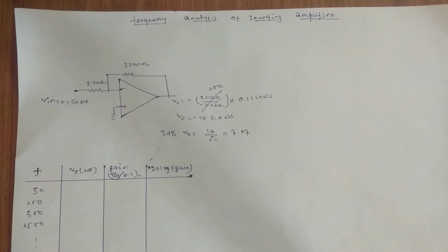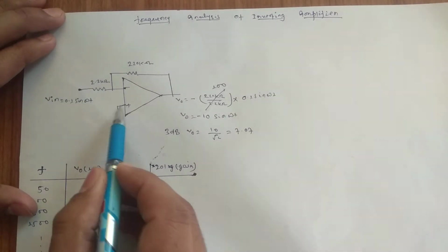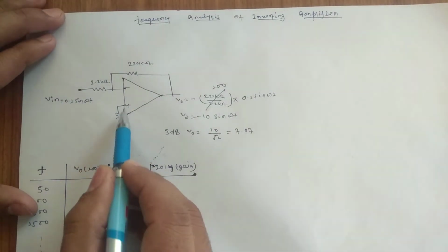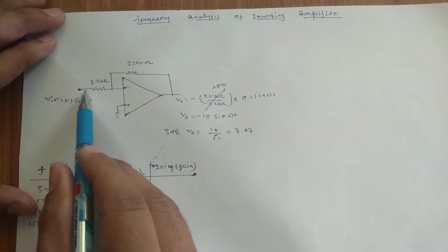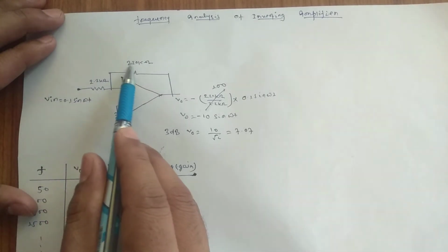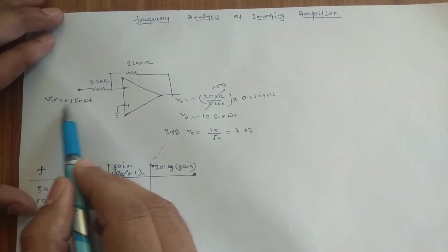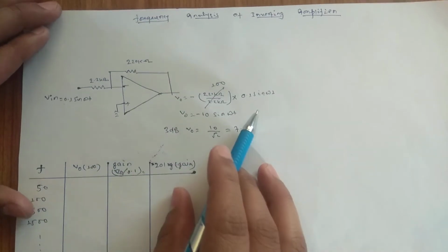Today we are going to discuss the frequency analysis of an inverting amplifier. I have taken the inverting amplifier, the positive input has been grounded, and R1 is 2.2 kilo ohm, R2 is 220 kilo ohm. This is the input we are giving: 0.1 sin omega t.